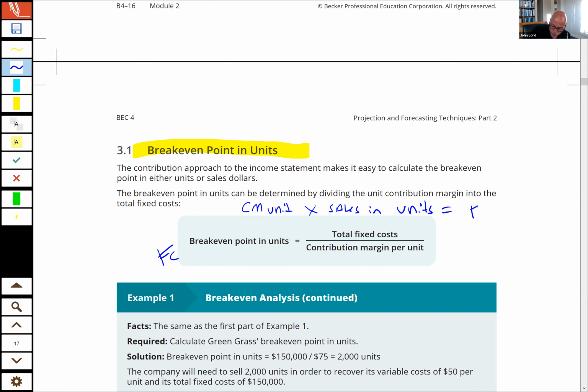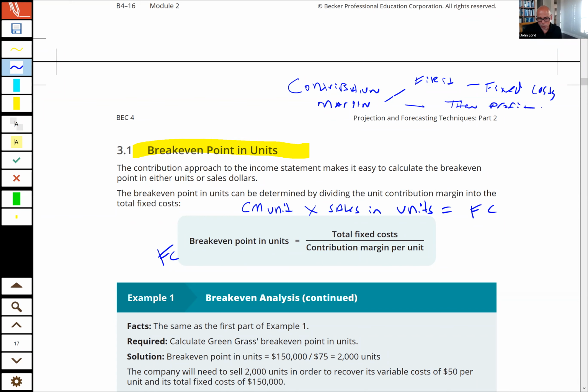And if that equals fixed cost, have you broken even? Yeah. Okay, let's think about this. Contribution margin first covers what? Fixed cost. And then what? Then profit. If there's any contribution margin left over, once you've covered your fixed cost, any difference is going to go to profit.